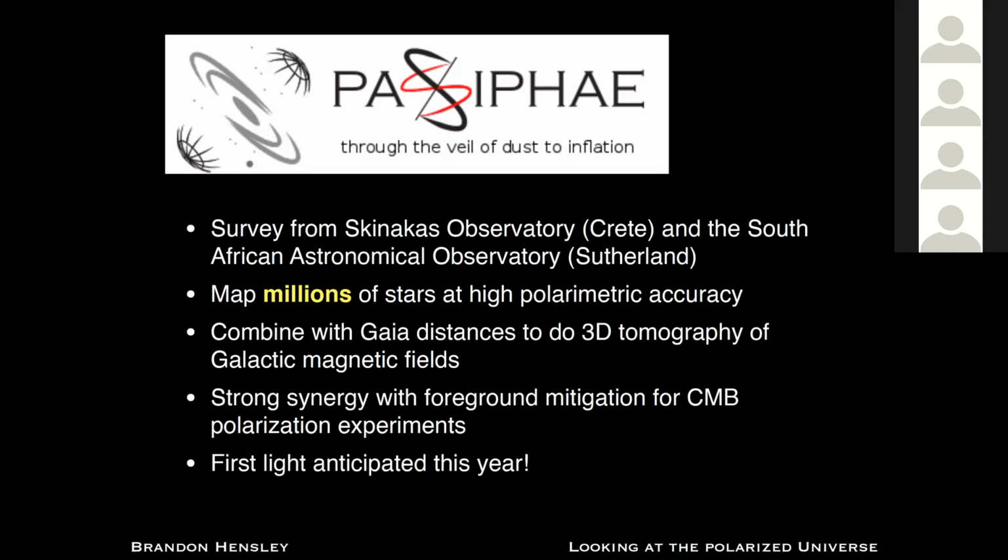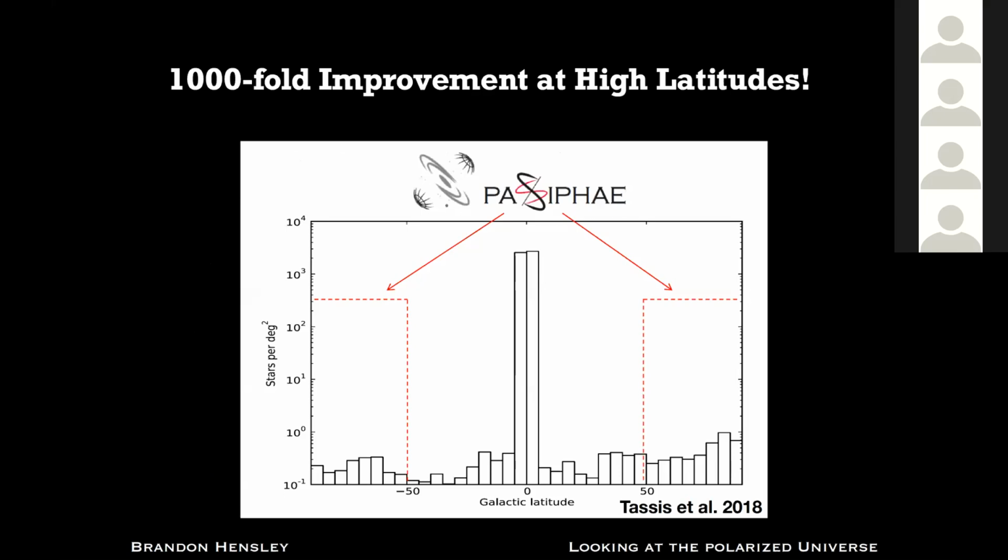And of course, there are also strong synergies with foreground mitigation for CMB polarization experiments, where they want to model the dust and the magnetic fields in order to subtract them out to get to their cosmology results. First light for PASIPHAE is anticipated later this year. And just to give you a quick idea of how big a step forward this is going to be for this field, we're forecasting a 1,000-fold improvement in the number of stars with polarimetry at high latitudes. Whereas now we have much fewer than 1 star measured per square degree at high latitudes, with something like PASIPHAE we're talking about being able to measure hundreds of stars per square degree at high latitudes. It is truly going to be transformative.